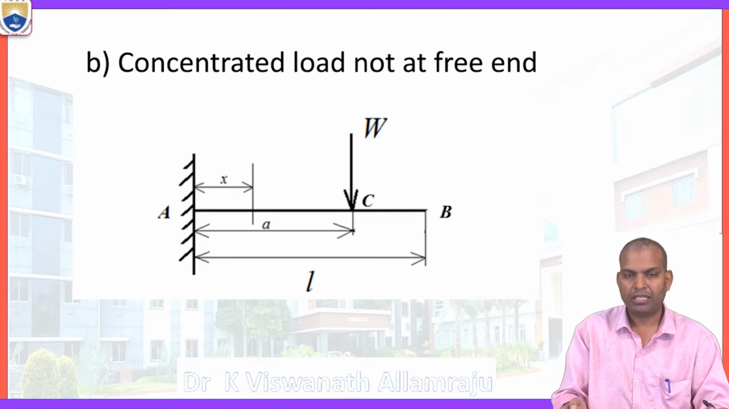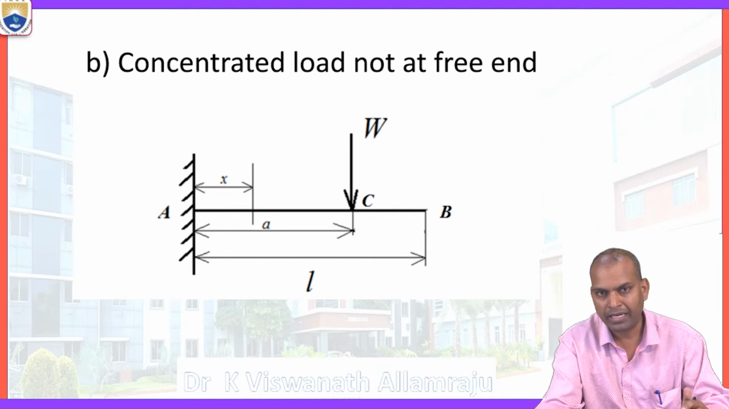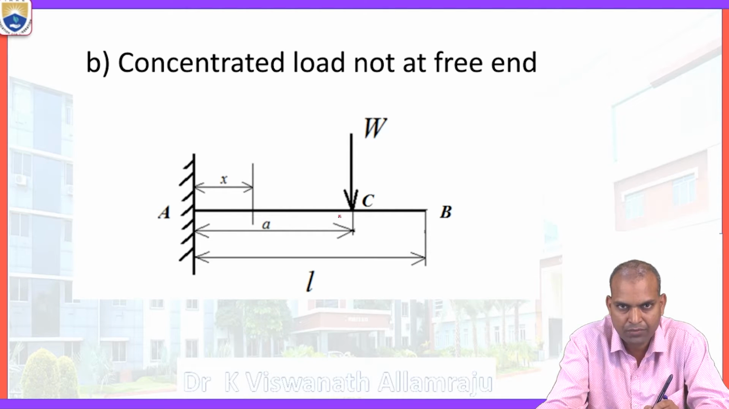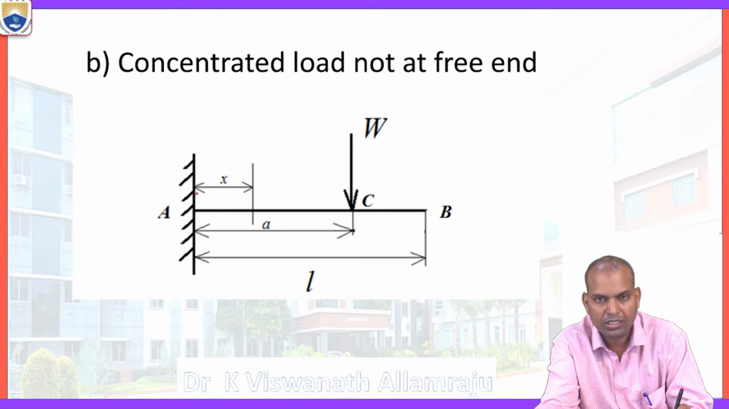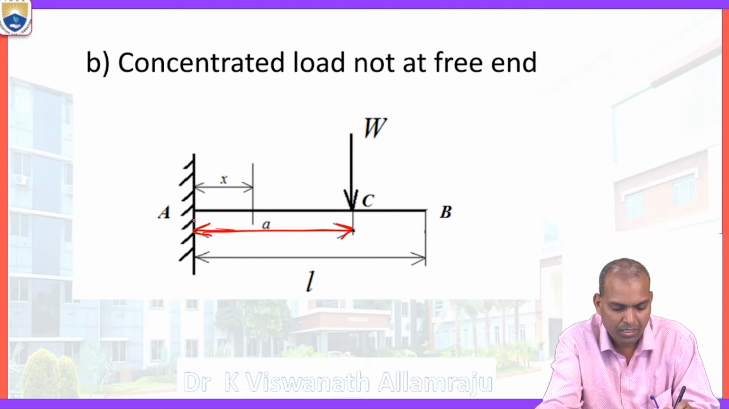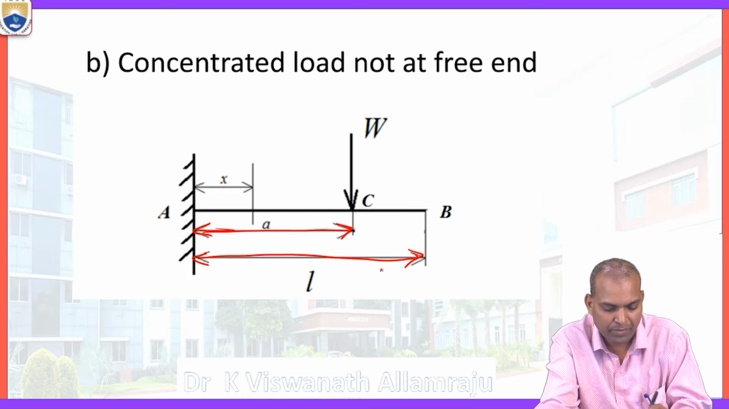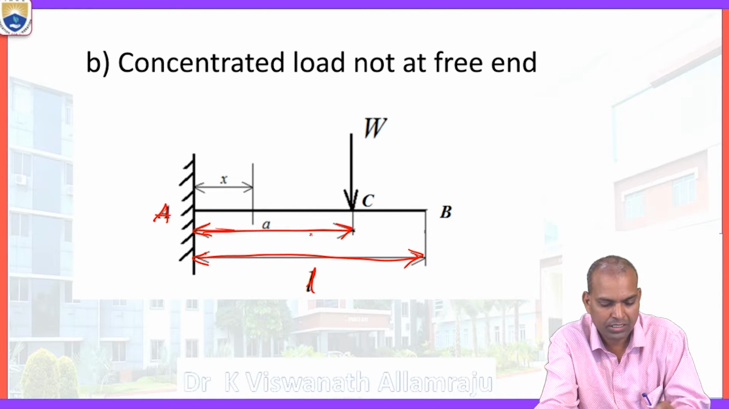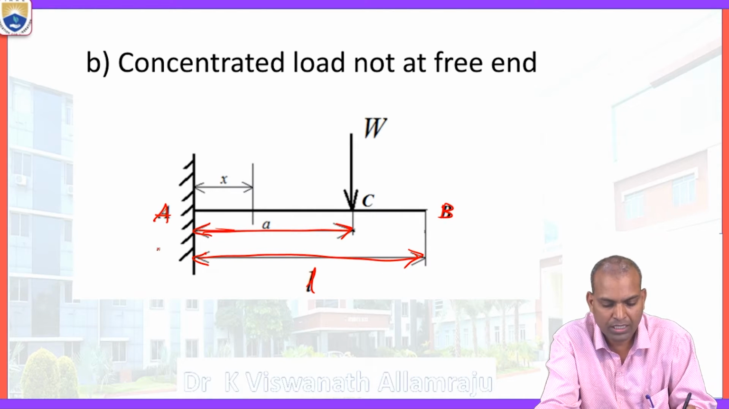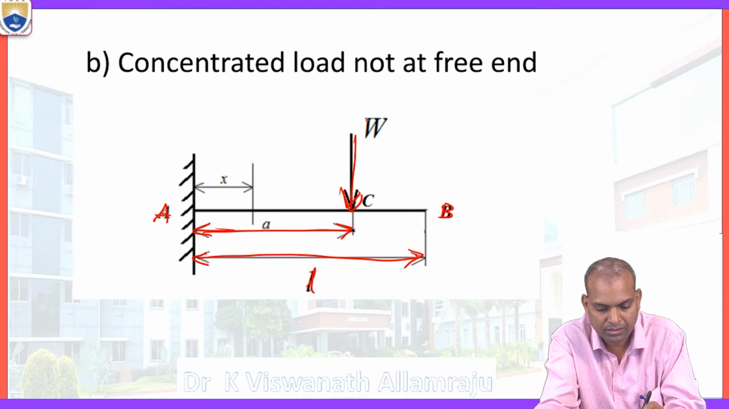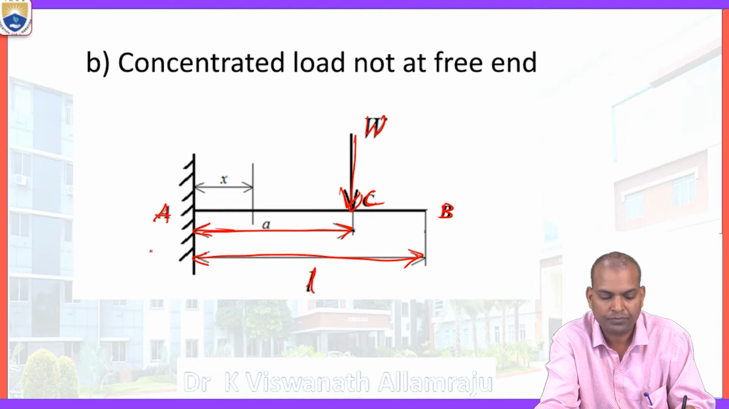Now, begin with a concentrated load not at the free end. It is at a distance of A from the fixed support. Here the fixed support is the origin of the distance. That is what we consider here, at a distance of A from the fixed support. The span of the beam is L, with points A and B. The constant load W is acting at point C.